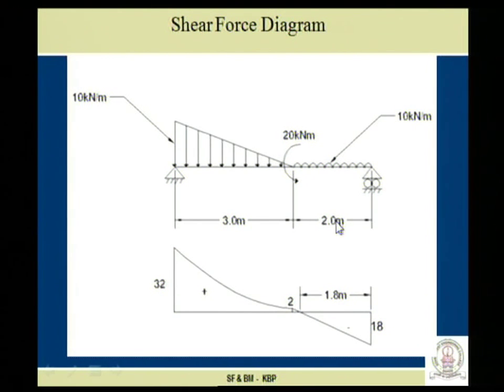The important point: first, within this 3 meter region, UVL is there, hence the variation is a parabola, and for the last 2 meter length it is UDL, so the variation is an inclined straight line. There is no direct effect of this 20 kilonewton meter on the shear force diagram. There is no effect over here. Now let us plot.